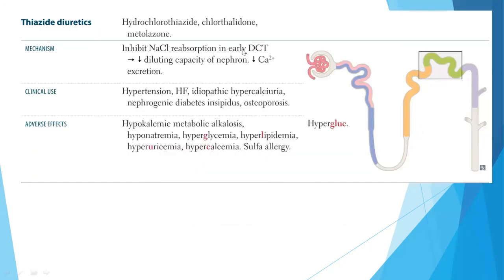Thiazide diuretics have that sulfur group attached to them, so that can cause a sulfur reaction. That can cause skin changes. So that's why they require close monitoring. They cause sulfur allergy.